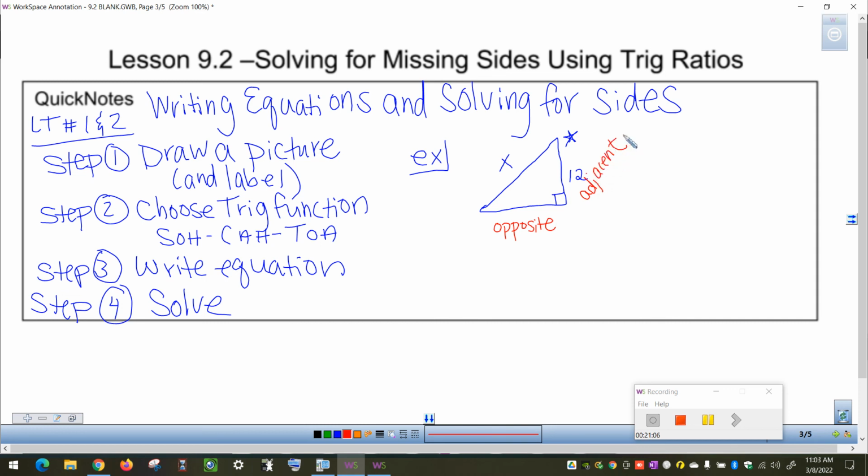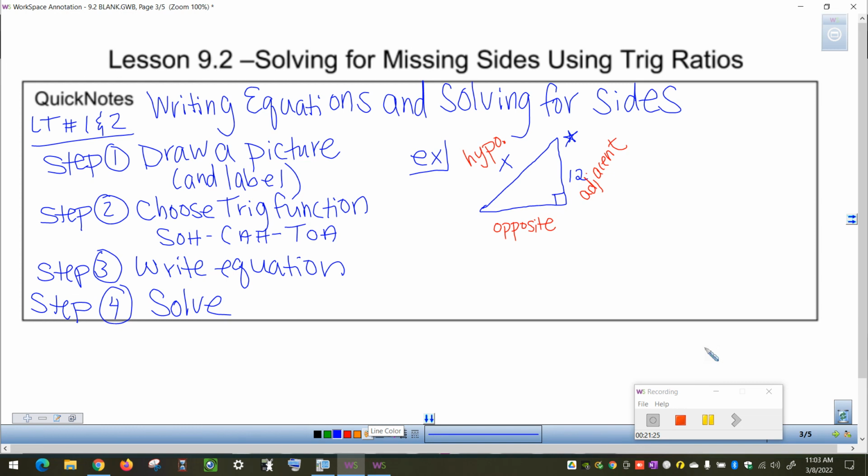So adjacent means right next to. It's the other side of the triangle that's right next to, touching the star angle location. And our hypotenuse is always our longest side, and that's the long diagonal side that we're searching for. Okay, so with this sort of setup, which one of our trig functions would make sense to solve for x?